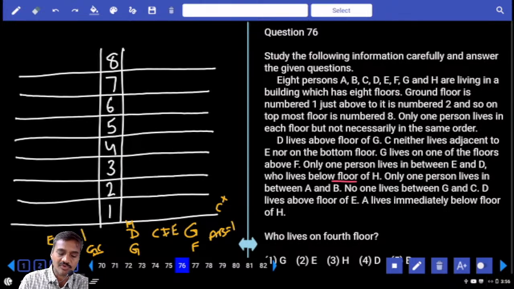And D lives above the floor of E. Now D lives above the floor of E. A lives immediately below the floor of H. Now A is immediately below the floor of H. Now H and A must be together.